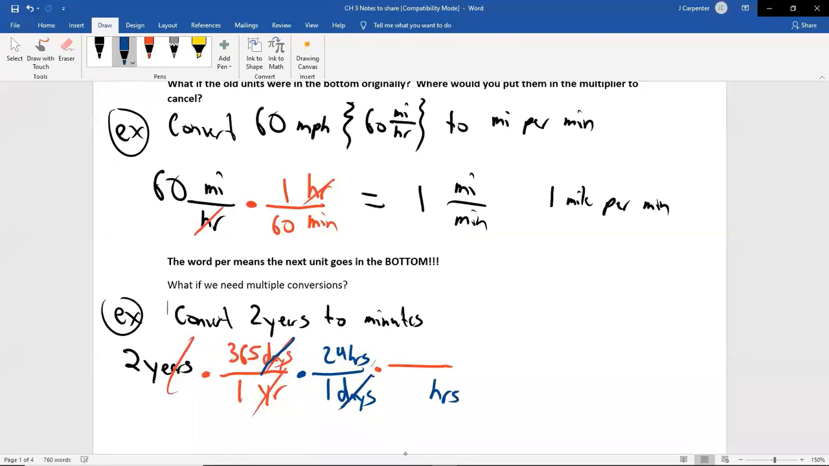So in the multiplier, they go in the bottom. And it's hours to minutes. We do know that 1 hour is 60 minutes.